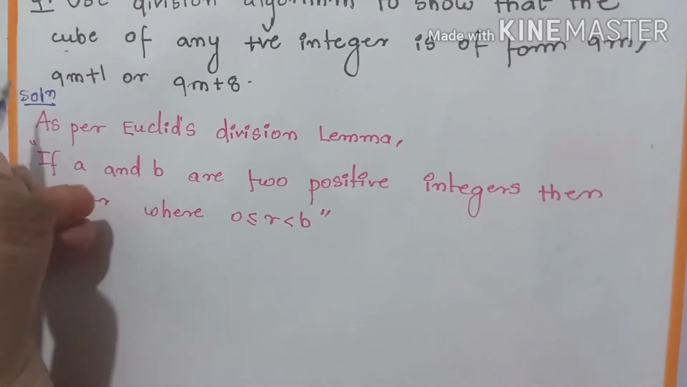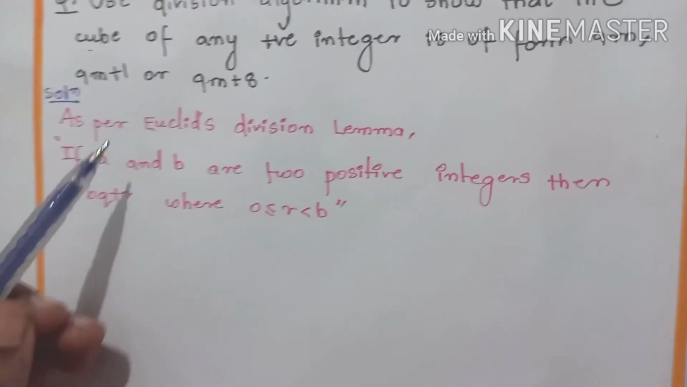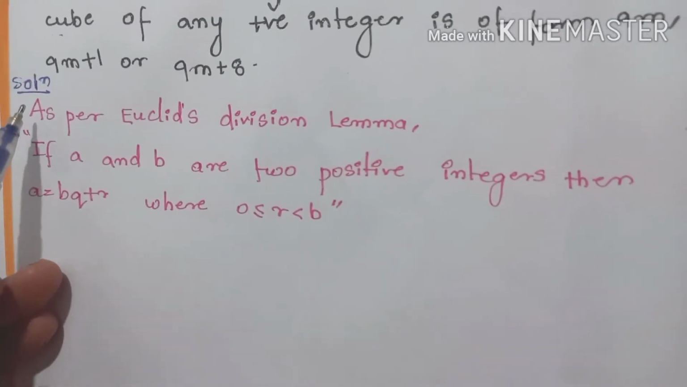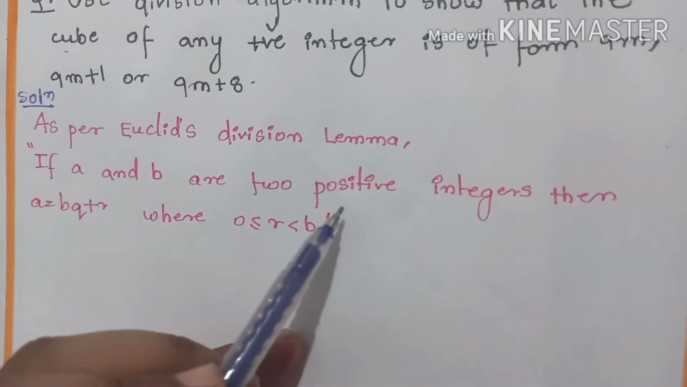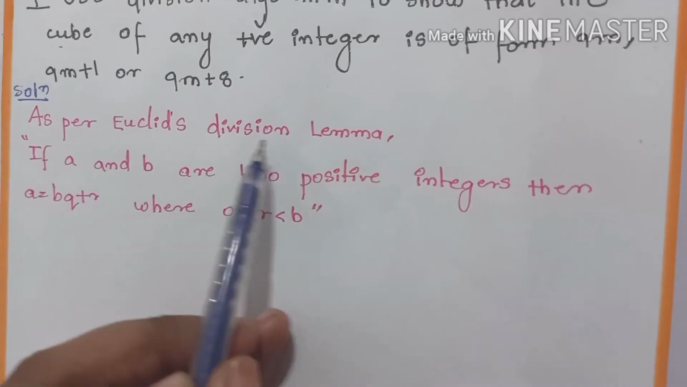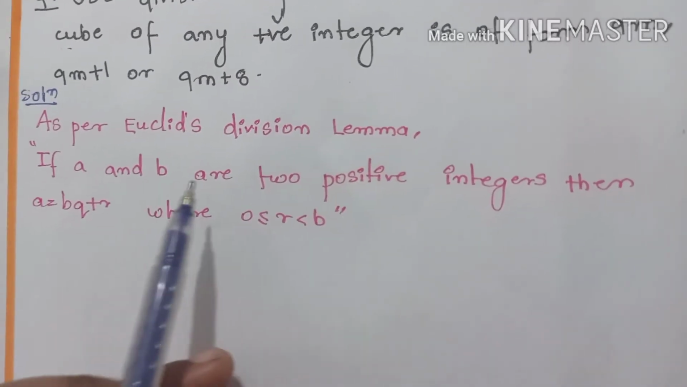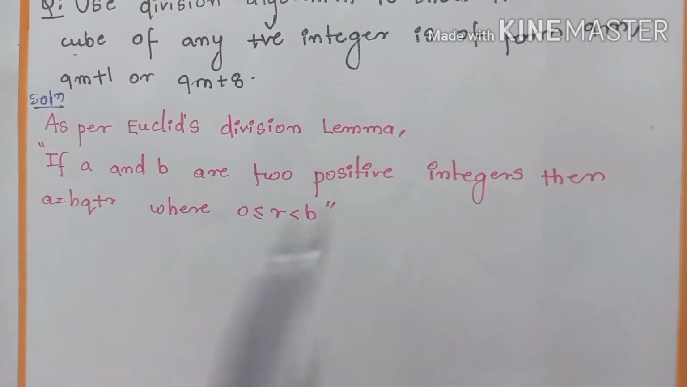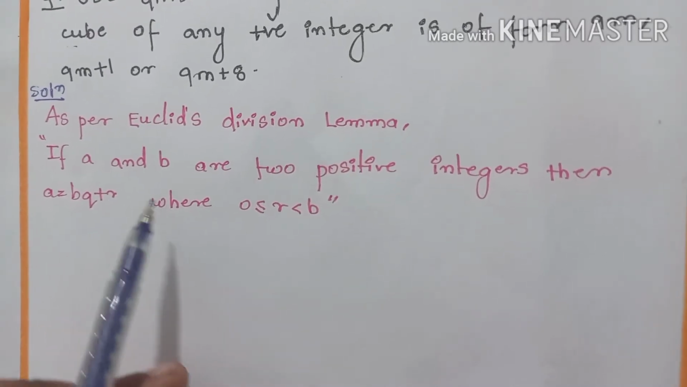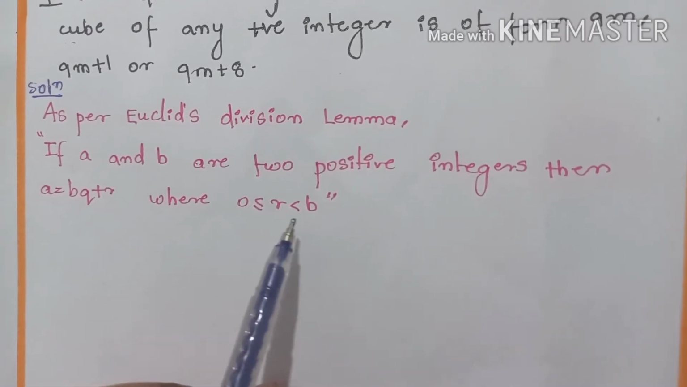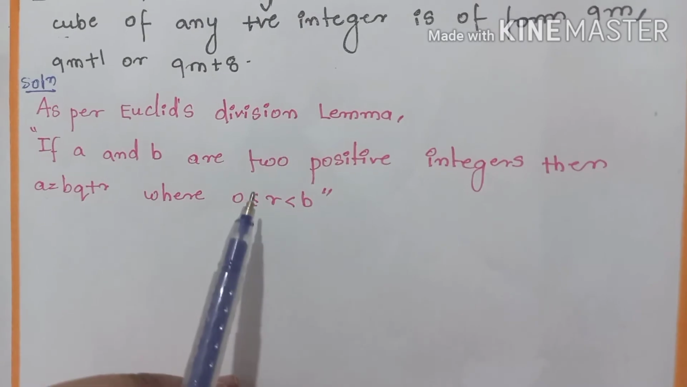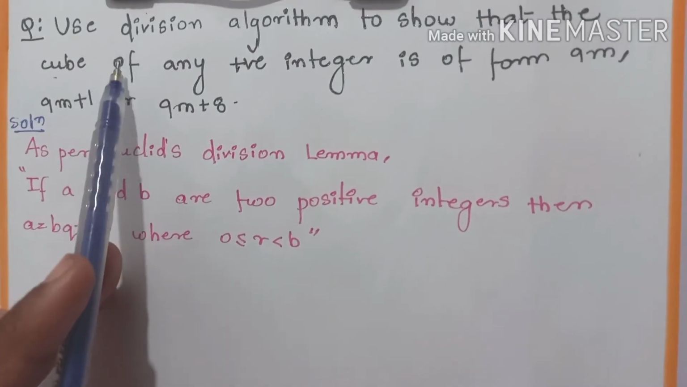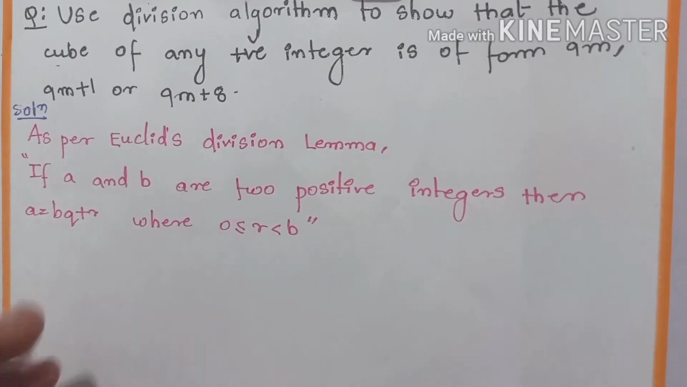For this kind of questions, before starting, the definition should always be written. As per Euclid's division lemma, if a and b are two positive integers, then a equals bq plus r, where r lies between 0 and b. This statement should always be present before writing the solution for this kind of questions.